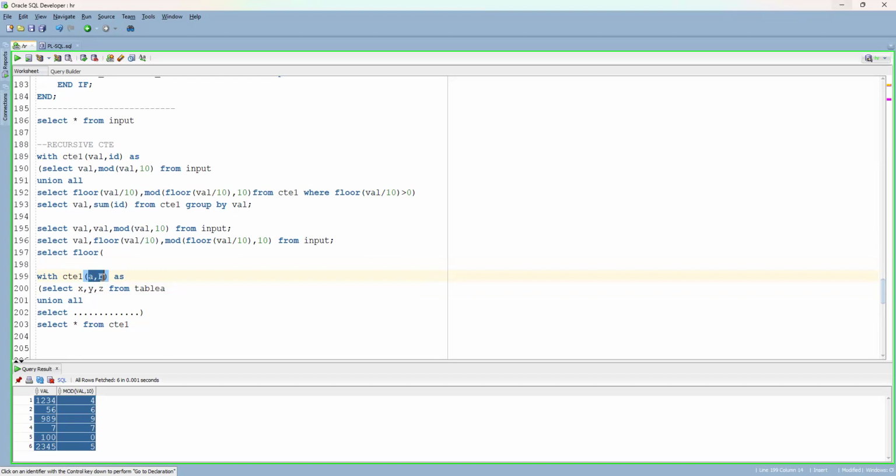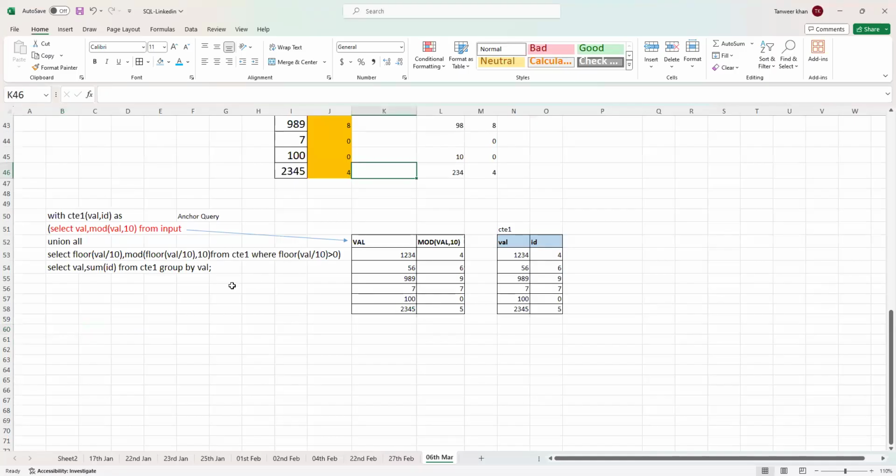Is this clear now? Yes, sir. Hope this is clear to everyone. Okay, so that's what I'm telling. When I execute this query, this will be the output. Now from this output, this val will be saved in this val of CT1. This will be saved in this ID column of CT1.